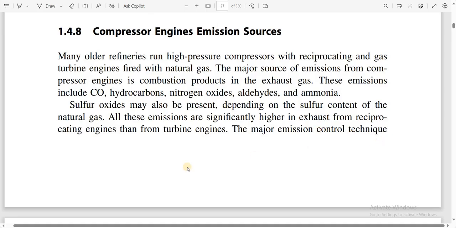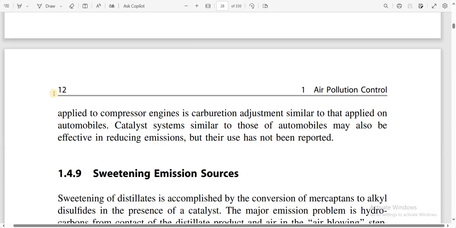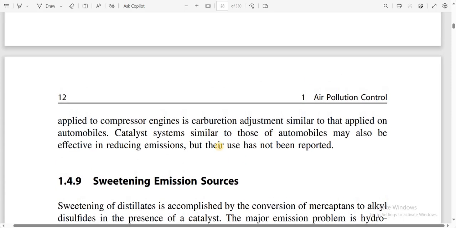The major emission control technique applied to compressor engines is carburetion adjustment, similar to that applied on automobiles. Catalyst systems similar to those of automobiles may also be effective in reducing emissions, but their use has not been reported. So in this way we'll stop up to here.